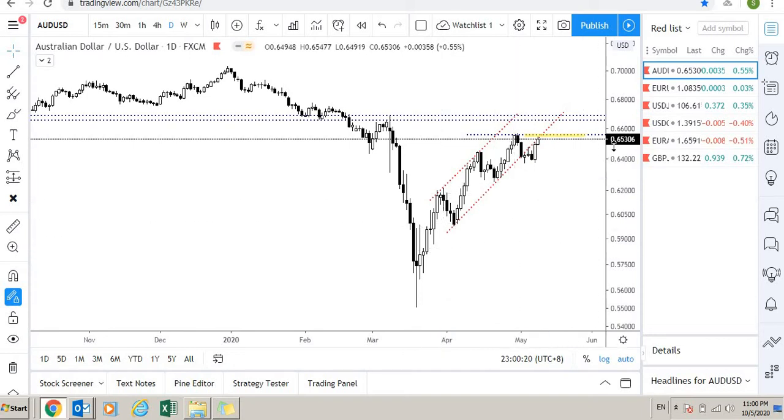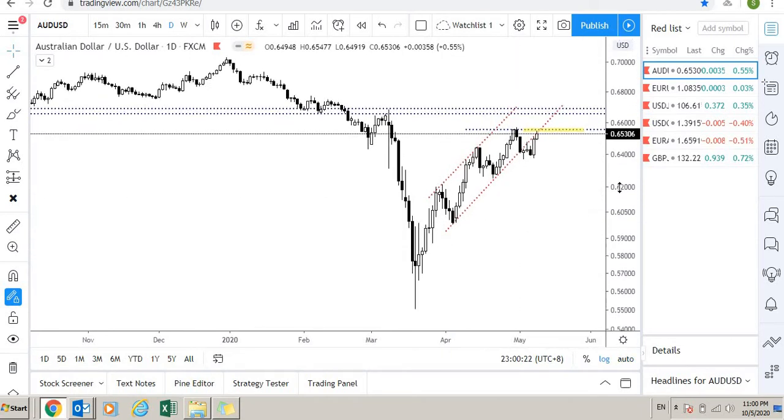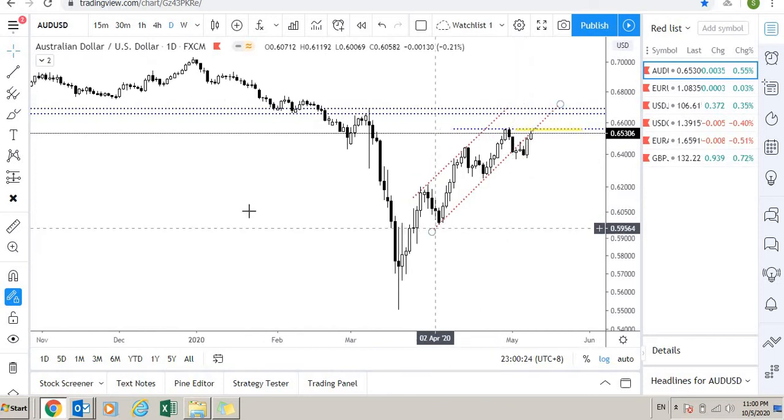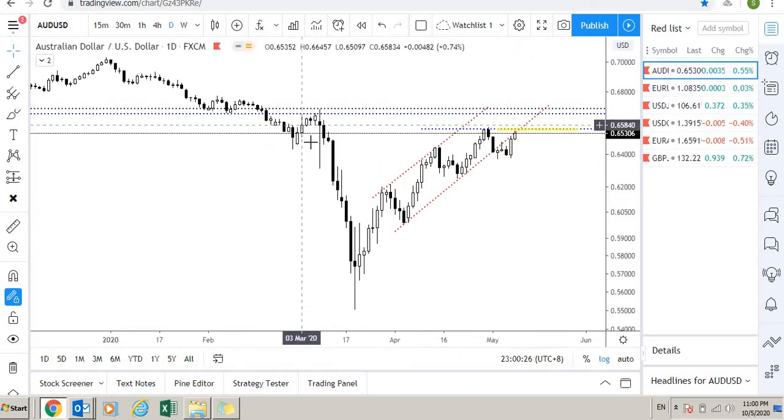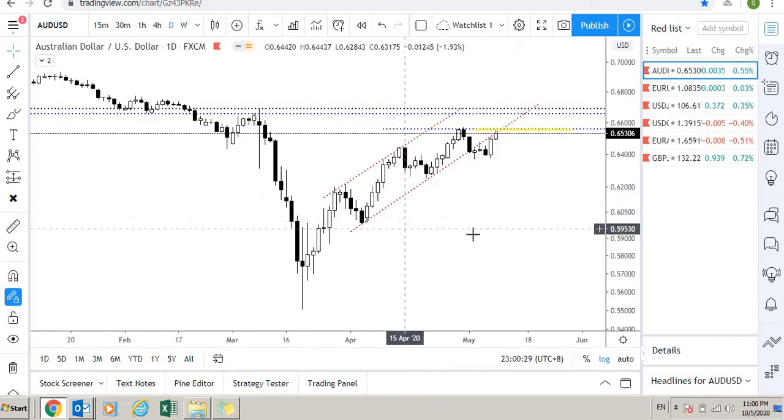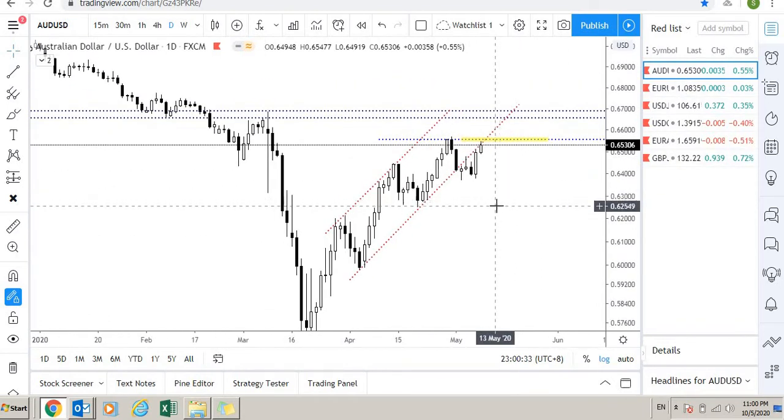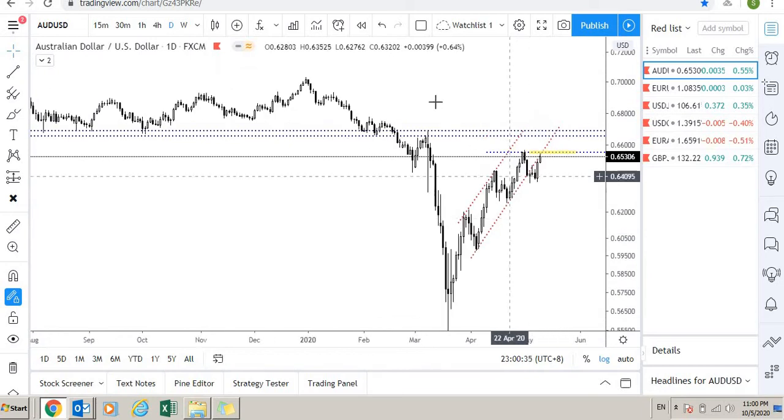Hi everyone, today I want to make a video to share a few forex pair analyses. The first one is the AUDUSD. Let me start with AUDUSD. Okay, for AUDUSD, basically the bias is on the downside.